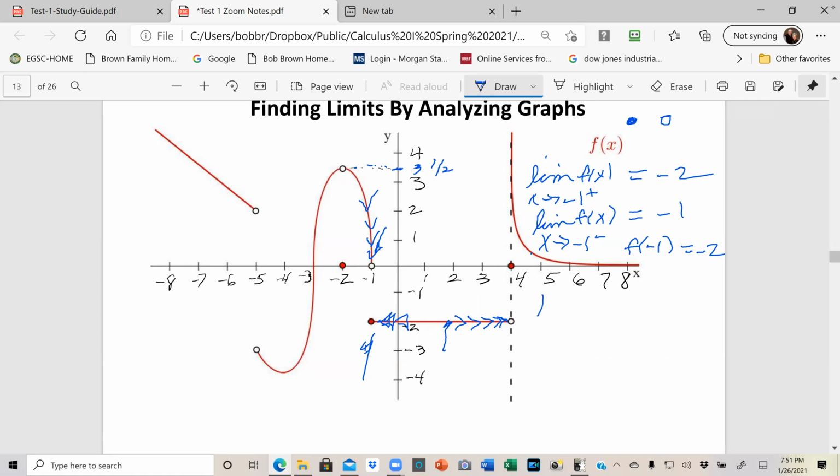We could also say that the limit of f of x as x approaches -1 does not exist because the right and the left do not agree.